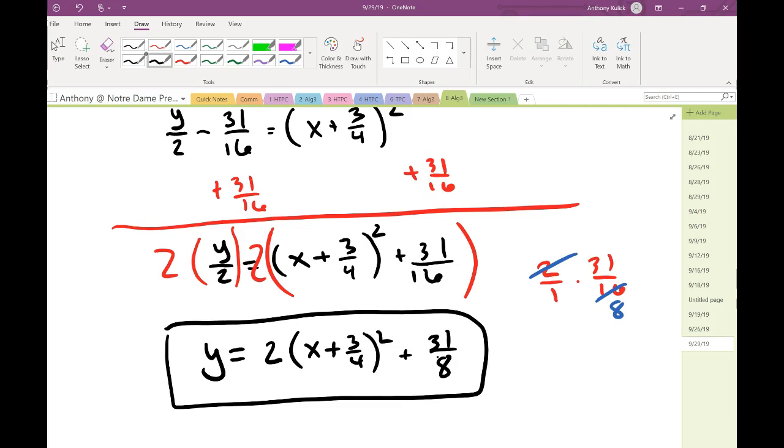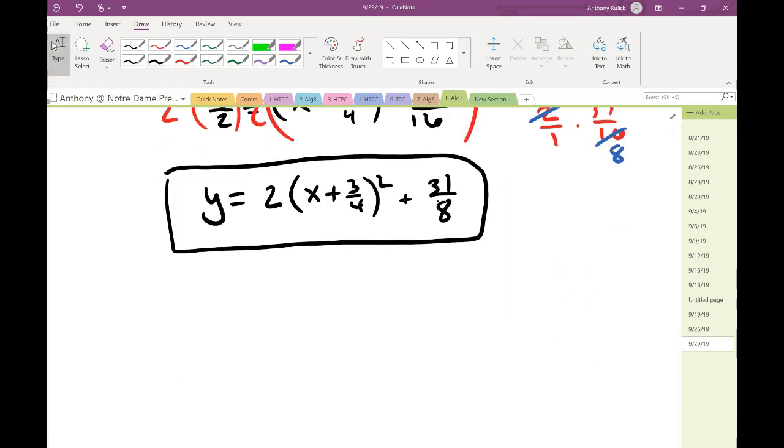I have an assignment for you guys on PowerSchool where I give you 2 of these completing the square problems to do as homework. Just 2. Because, again, the process is a little bit lengthy. I want to make sure that I see the steps when I look at your homework. So I want to see the work similar to what we've done in the notes when I'm looking at your homework.